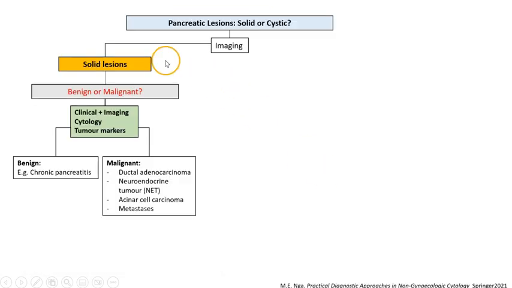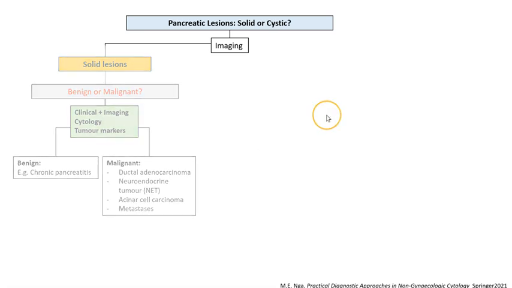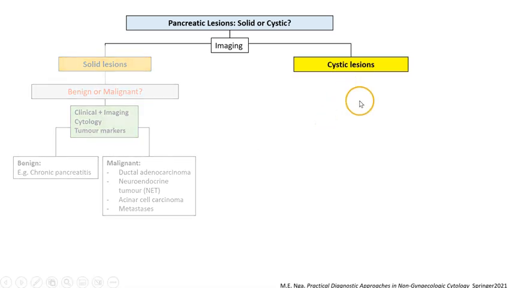So again here, just a very quick overview of the solid lesions, and we looked at the approach using clinical findings and imaging, cytology, and also tumor markers. So now we are going to focus on cystic lesions.